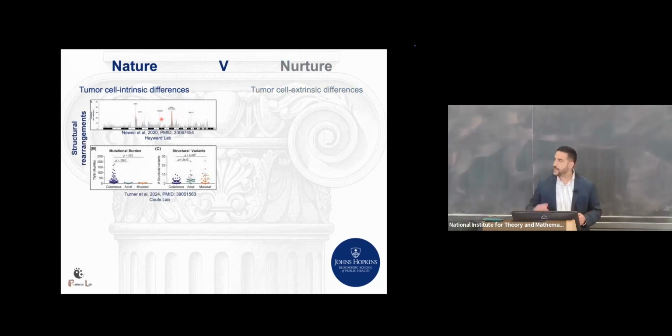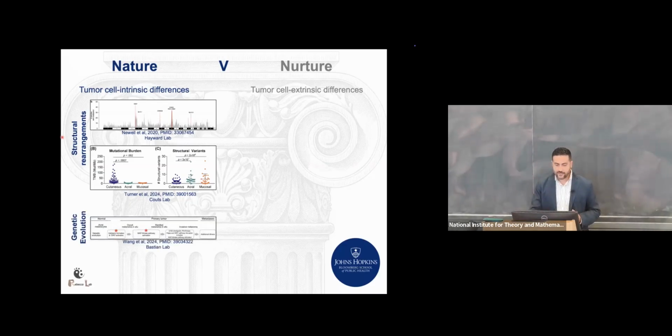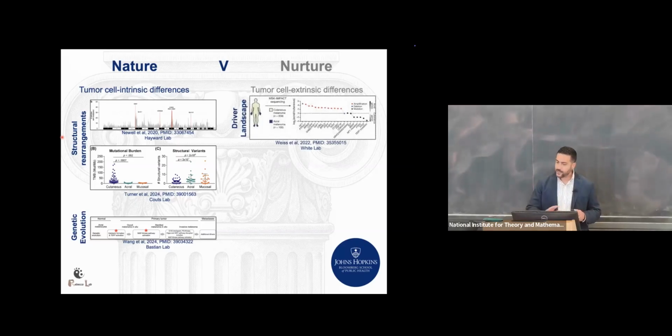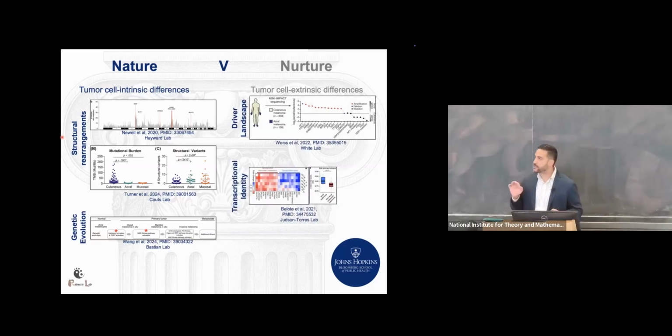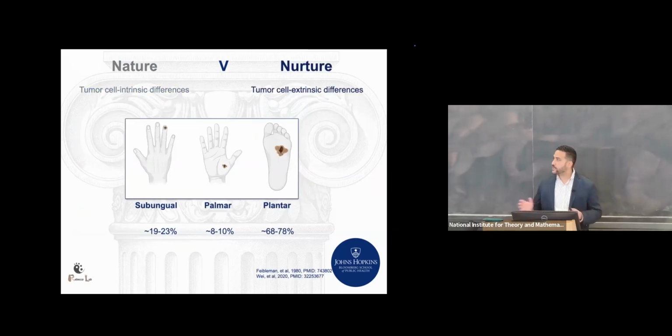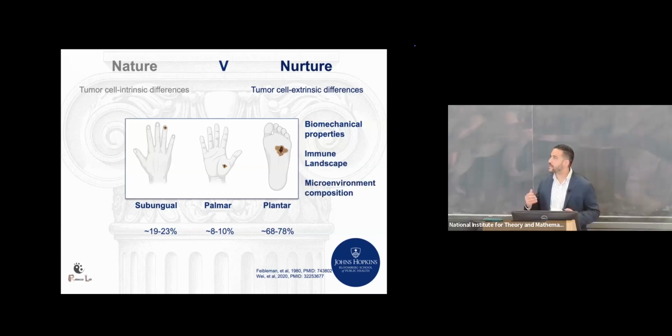Indeed, when we look at nature, acral melanomas are unique in that they have significantly greater frequency of structural rearrangements. They have a unique genetic evolution compared to cutaneous melanoma, unique drivers, as well as a transcriptionally defined identity that can stratify acral versus cutaneous. When you look at the element of nurture, it's also quite distinct. Acral melanomas arise on the hands, the nail beds, and most frequently on the bottom of the foot. These environments have unique biomechanical properties, immune landscapes, and microenvironment composition. So in the next few slides, I'll show you how we're exploring this phenotype that we're interested in, metastasis, through the lens of nature versus nurture in acral melanoma.